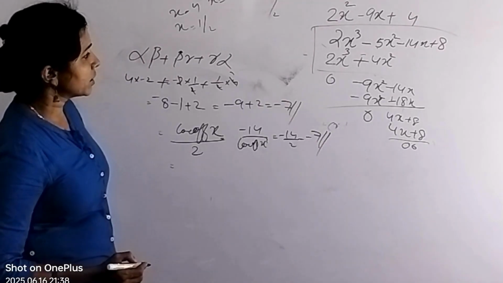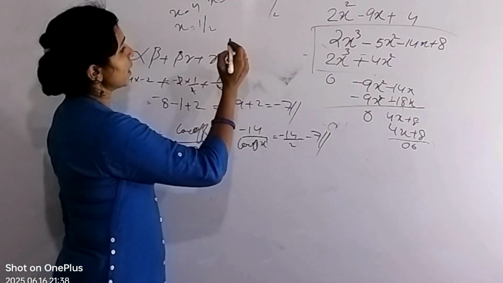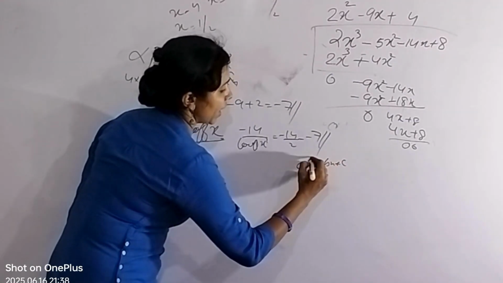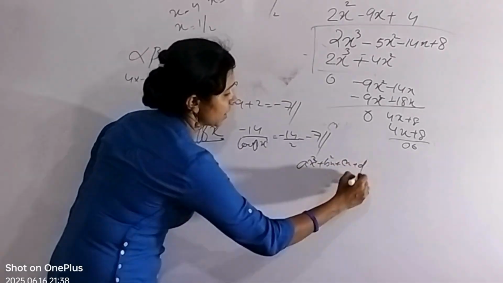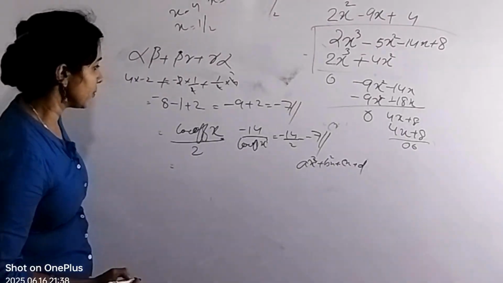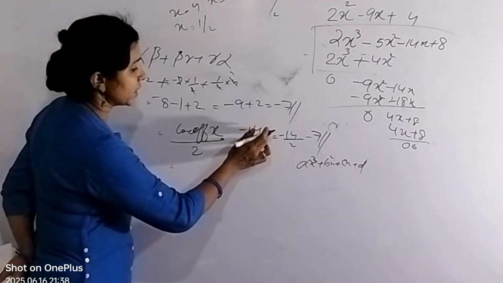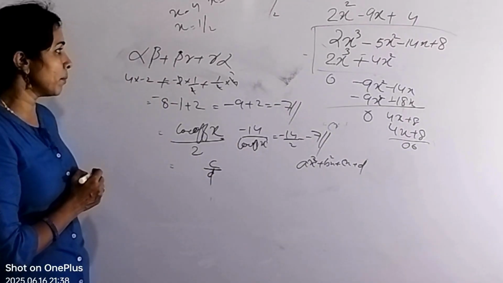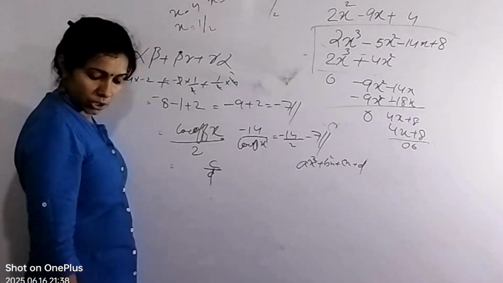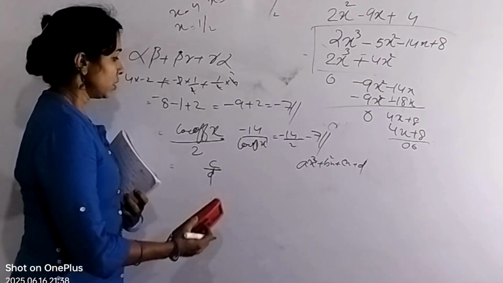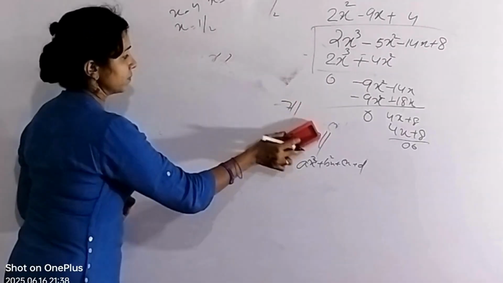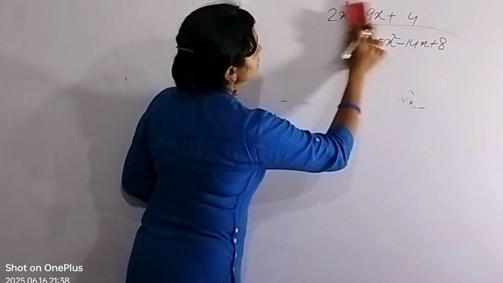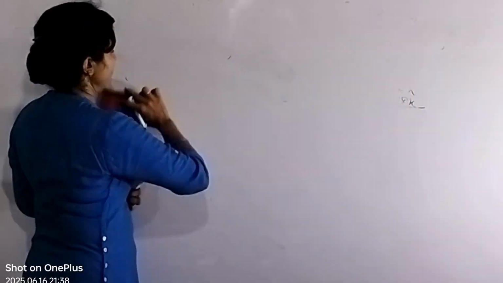Clear? So from the general formula we can write the polynomial as ax cube plus bx square plus cx plus d. So the general formula is: the coefficient of x, that is c, divided by a, is alpha beta plus beta gamma plus gamma alpha. Okay, clear? Now we can go through another example also. One more question, please. Then it will get more clear if I show one more question.